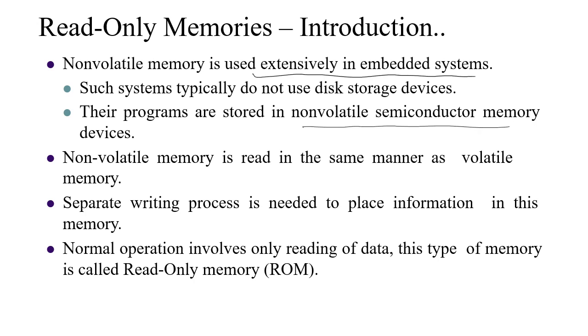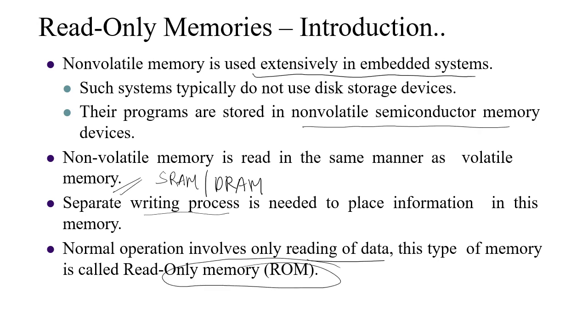The non-volatile memory is read in the same manner as volatile memory, the same as SRAM or DRAM. A separate writing process is needed to place the information in this memory. In order to write to this particular memory, we need a separate writing process, and because of this, the normal operation involves only reading of data. This type of memory is called read-only memory. The writing process needs special instructions in the case of read-only memory.